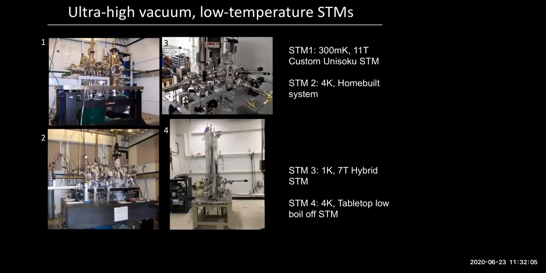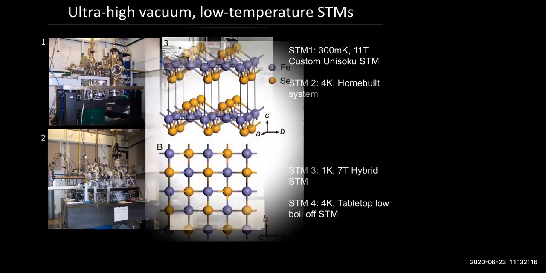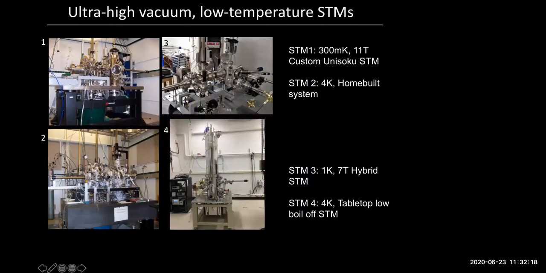So these are the STMs we have in my group. And this is the system which goes to 300 millikelvin and has an 11 Tesla magnet. Most of the experiments were done using this particular system.